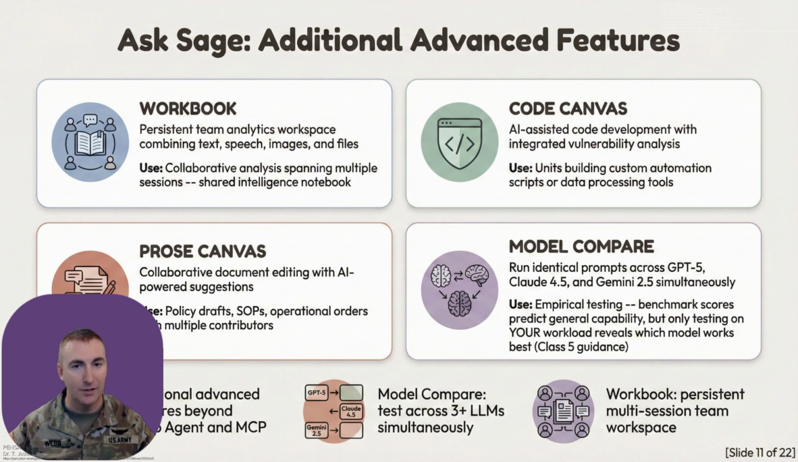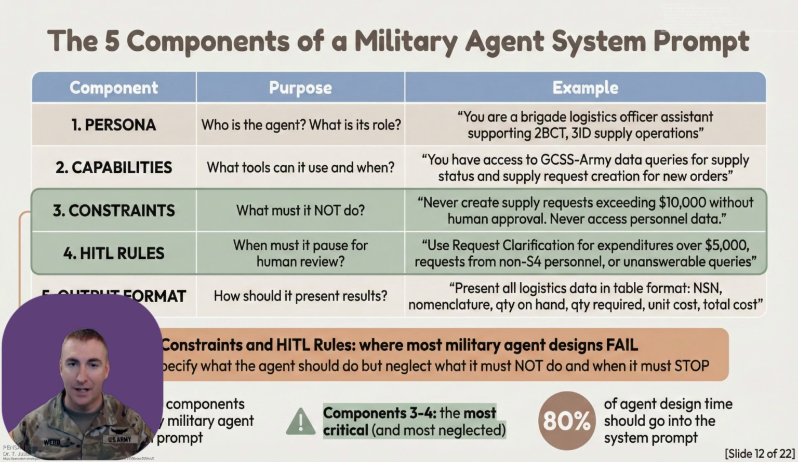Tools and platforms aside, your agent lives or dies on one thing. Your agent is only as good as its system prompt. 5 components, every one required. Persona: who is this agent? Capabilities: what tools can it use? Constraints: what must it never do? HIDL rules: when must it stop and ask a human? Output format: how should it present results?